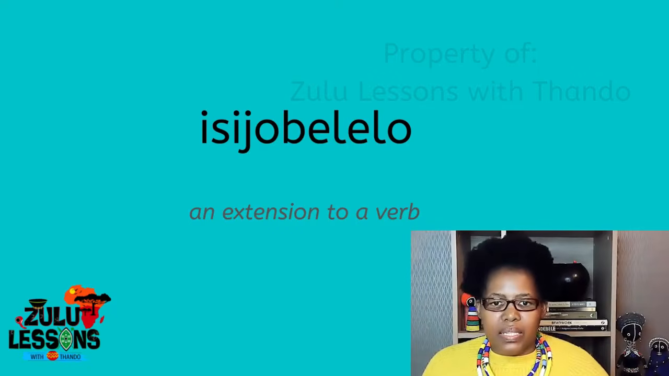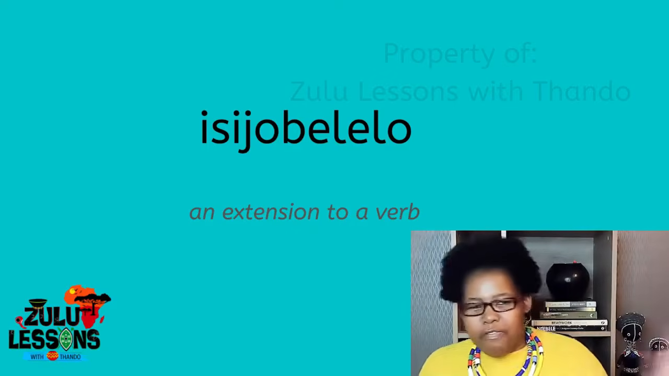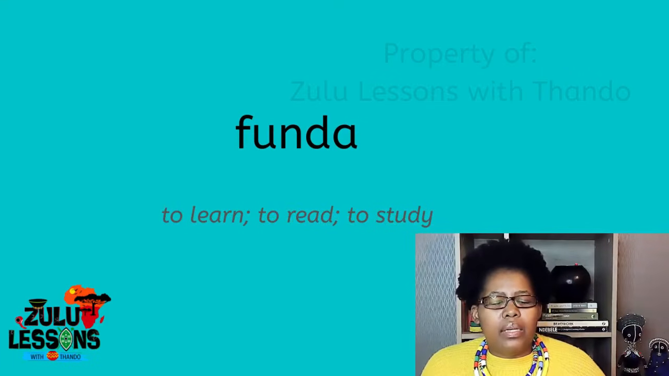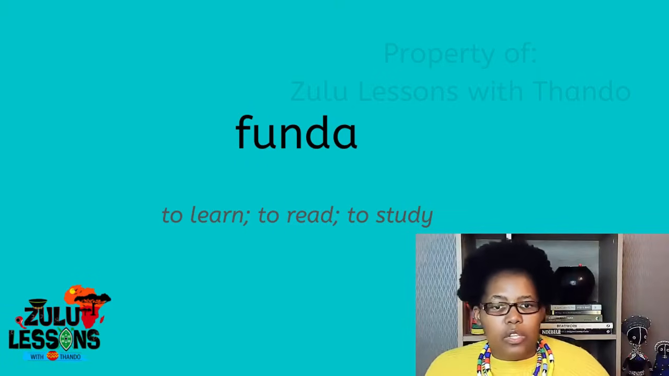Isijobelelo in this sense. So now we are saying we want to add isa at the end of our verb, whatever verb you may think of. Now, let's say the verb is funda. Let's see how we can then change this verb. We know funda simply means to learn, to read, to study. However, if we now remove the last a from that verb, we now can add isa.